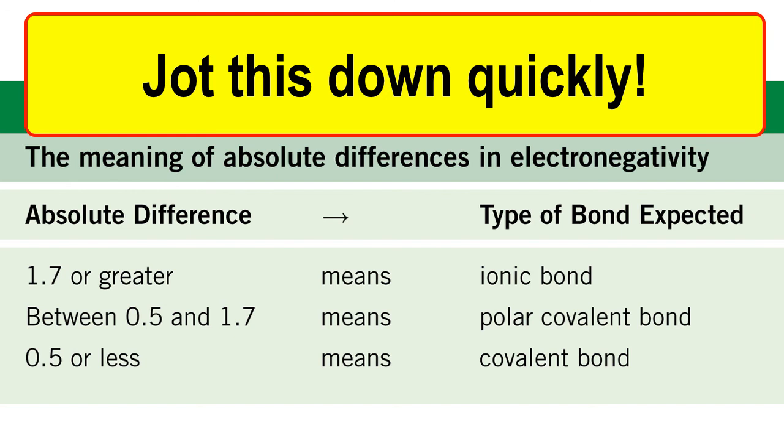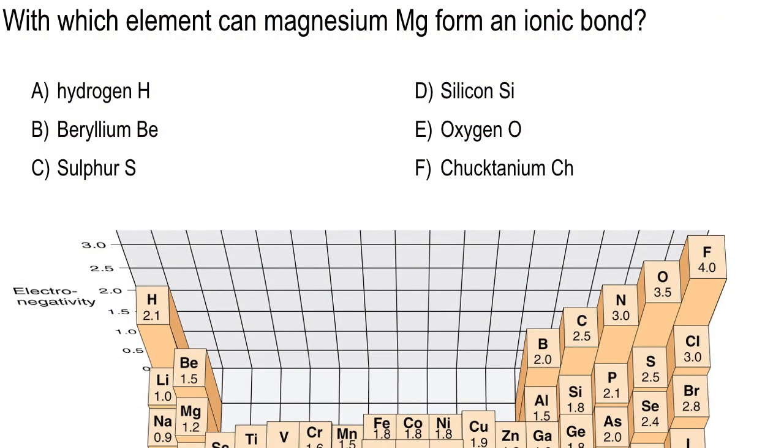And in fact, for homework, I'm going to give you this question. With which element can magnesium form an ionic bond? Now that was going to be a clicker question, but I'll give it for your homework.